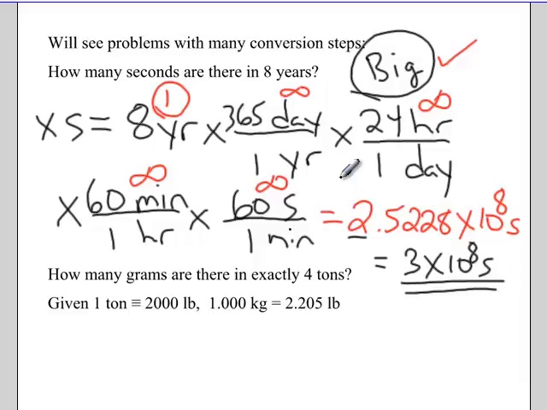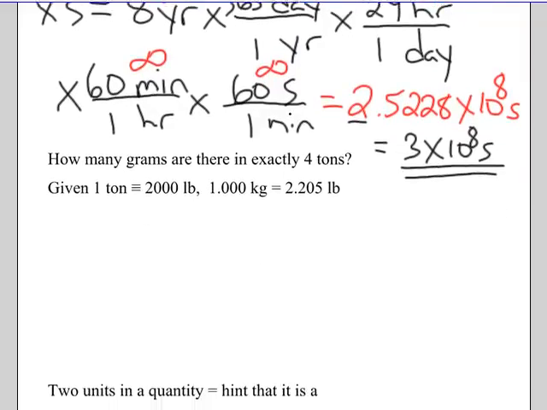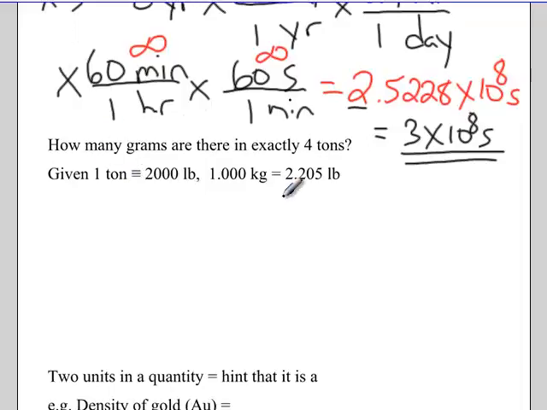This was an example of a problem where you had no conversions other than the ones that you probably already know. So the fact that there's 24 hours in a day, 60 seconds in a minute, that's something that most people will remember. Other conversions are not something that I expect you to remember. For example, here's a problem where you're given the conversion between tons and pounds and kilograms and pounds. If I don't tell you to memorize it, then you don't need to memorize it. A problem on an exam will be given with information similar to this.